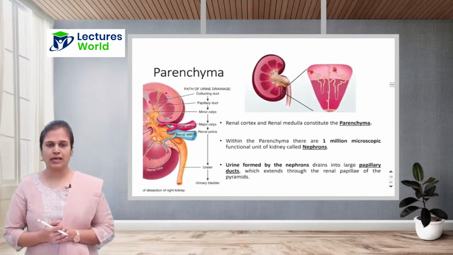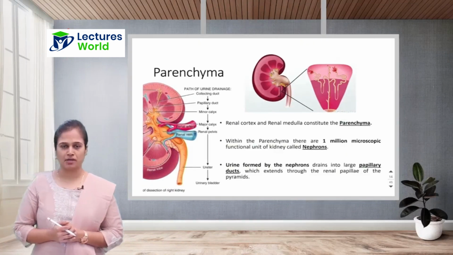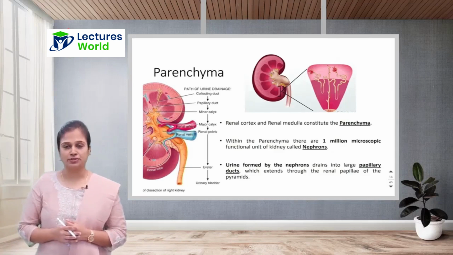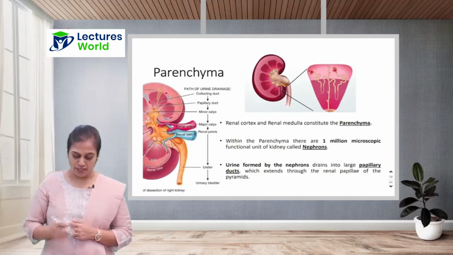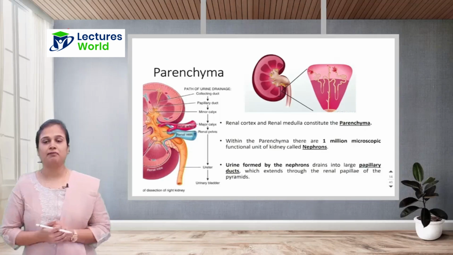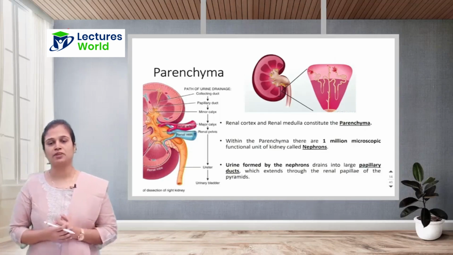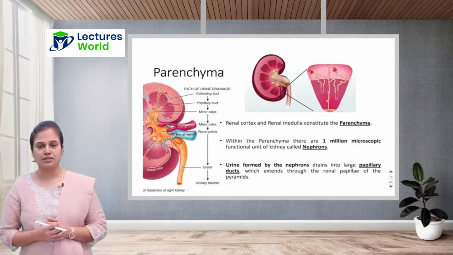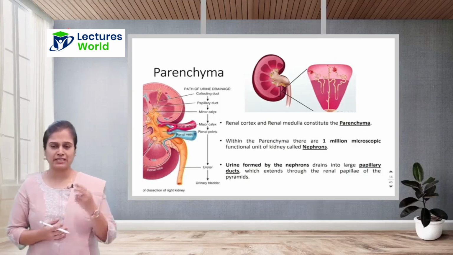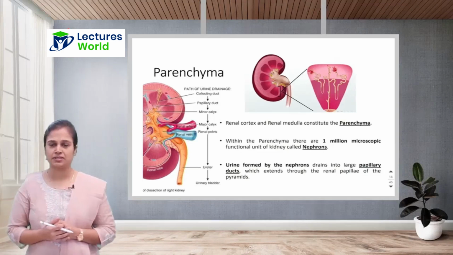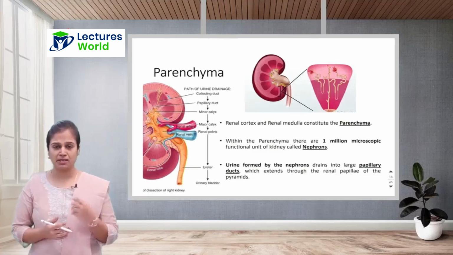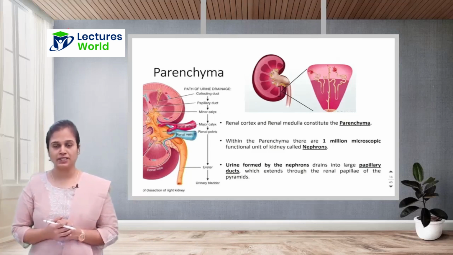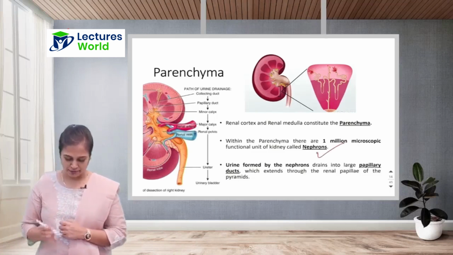After medulla and cortex, there is the parenchyma. So the renal cortex and renal medulla constitute the parenchyma. Within the parenchyma, there are 1 million microscopic functional units of the kidney, which are called nephrons. They are microscopic because they are very tiny in structure and there are millions in number.